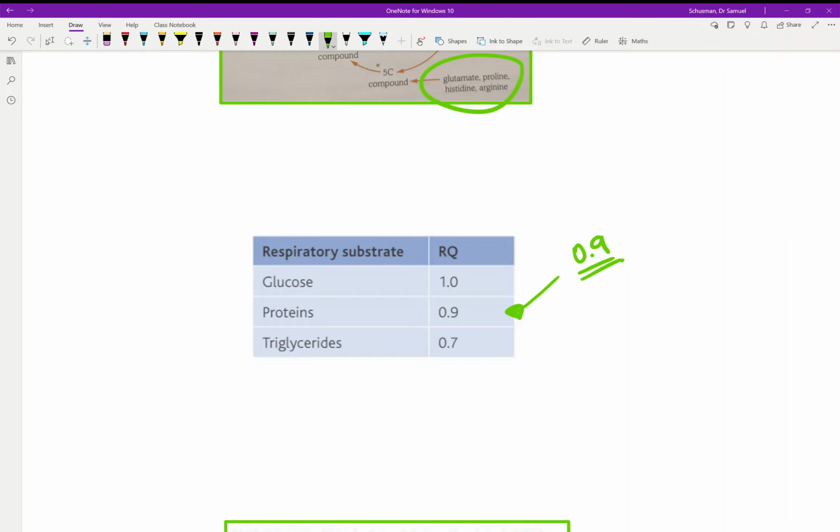It's very rare that they will actually ask you to measure it. I'm going to show you an example later though. And with triglycerides, it's even lower. So for every 1 mole of oxygen in, or 1 gram of oxygen used, you're only going to get 0.7 grams of CO2 back. That's all it's saying.